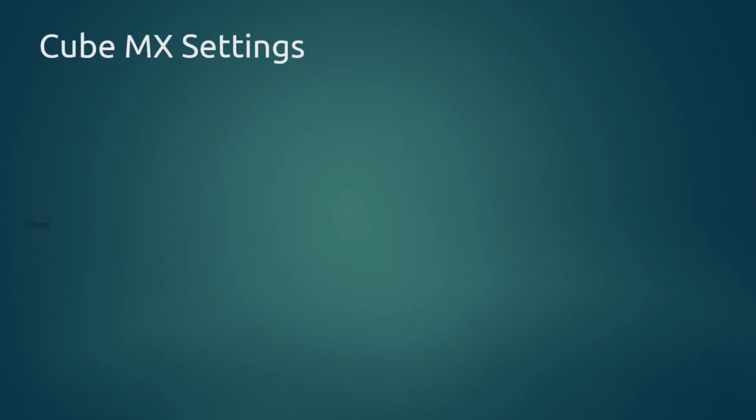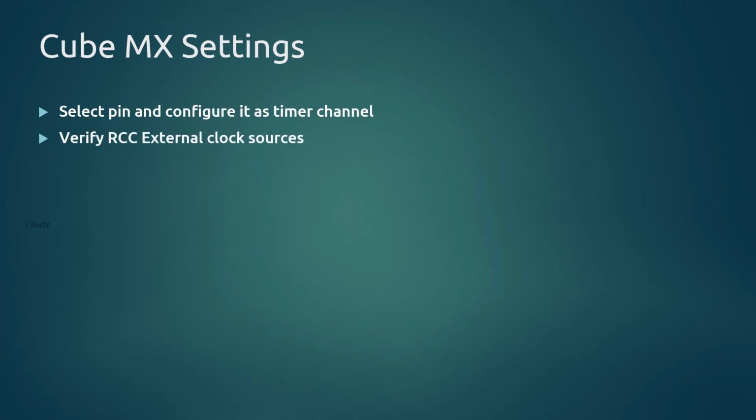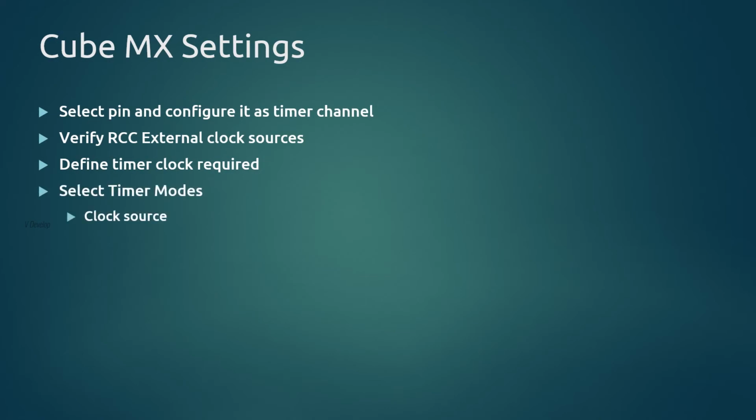First, we can talk about things we should do at CubeMX software. Select the timer output channel where the LED is connected and configure that pin as a timer channel. If you want to connect an external LED instead of user LED on the Nucleo board, then any timer output channel you can select here. Verify the RCC external clock sources. Then, according to the dimming interval or time base we required, we can select a timer clock. In our case, it was 170 MHz. In the timer mode, select the clock source. In our case, we selected internal clock.